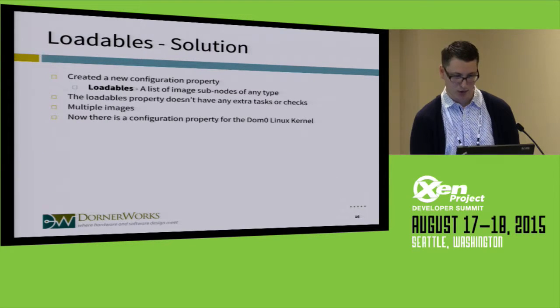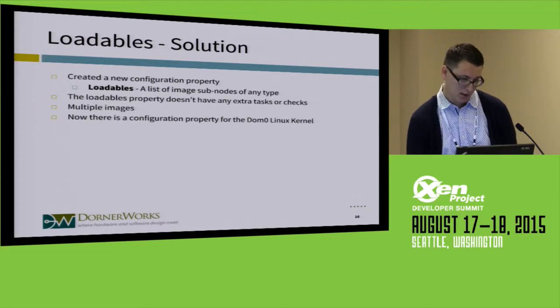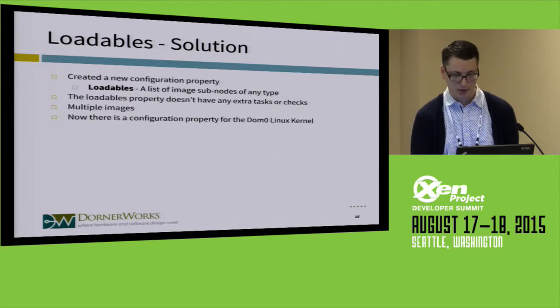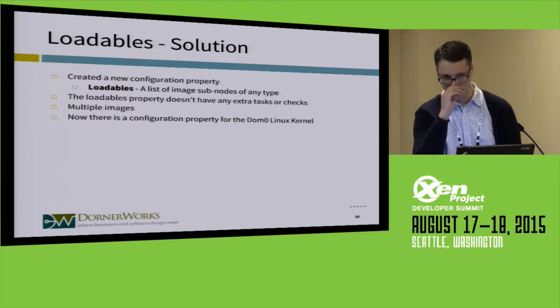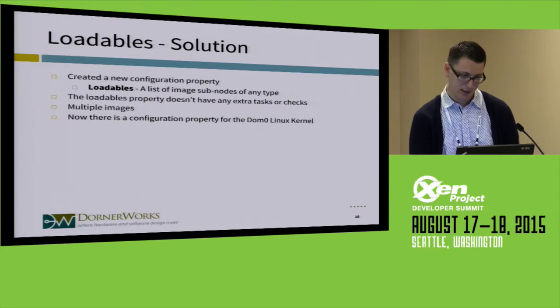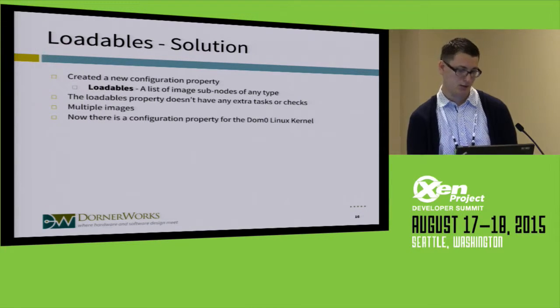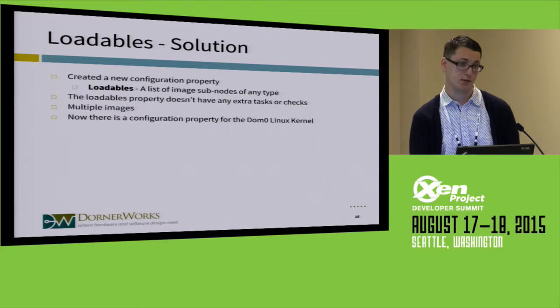So what we came up with was an entirely new configuration property called loadables. The loadables is a list of some previously defined images. So from our previous example, that could be kernel 1. You could also have multiple other files: kernel 1, kernel 2, and kernel 3 as your loadables. The loadables property just performs any defined checksums and then loads the image to the defined load address. No extra tasks or checks are done.